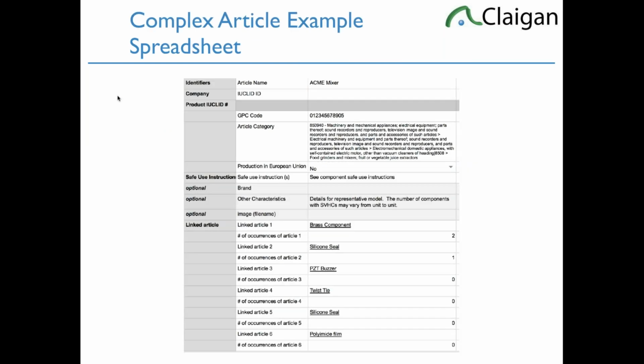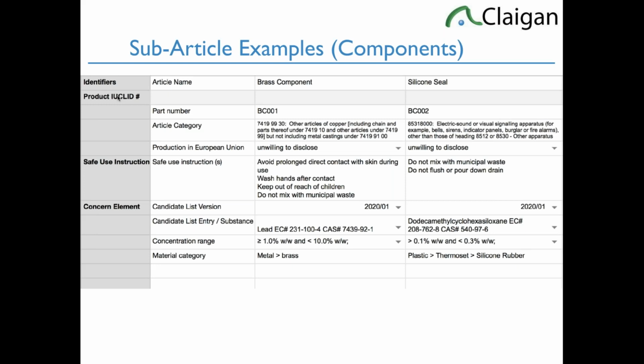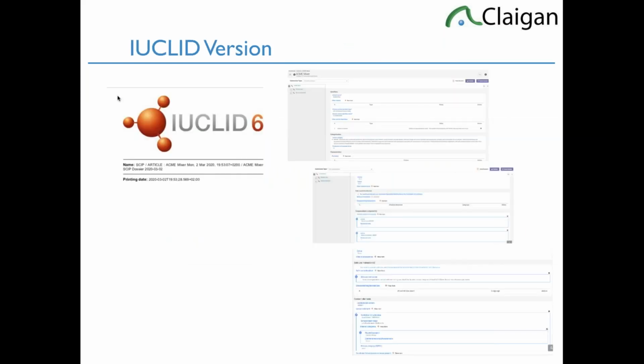So we do this Excel version, a finished product, and then the component level. And there's the brass component and the silicone seal. So that's awesome. That's the Excel version. That's where a lot of the real data work goes. Now we're going to talk about the IUCLID version, the exact same thing in the web version.